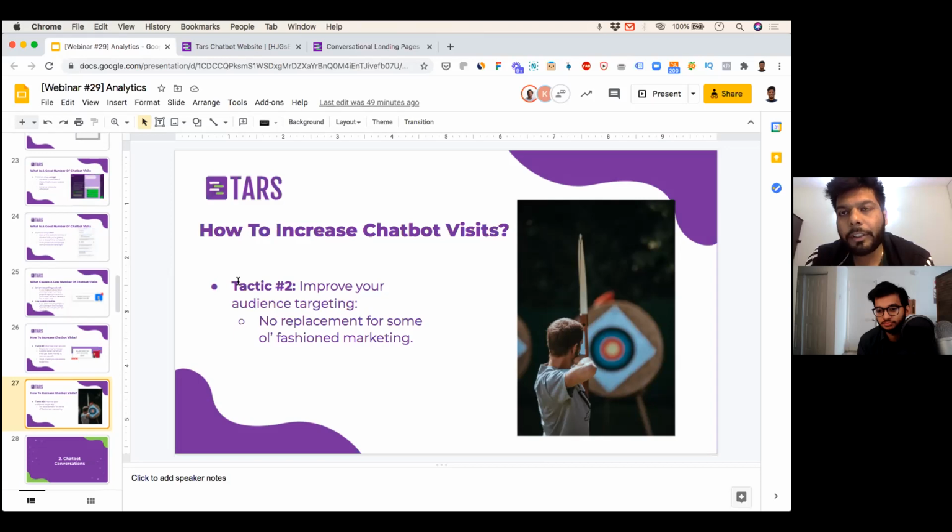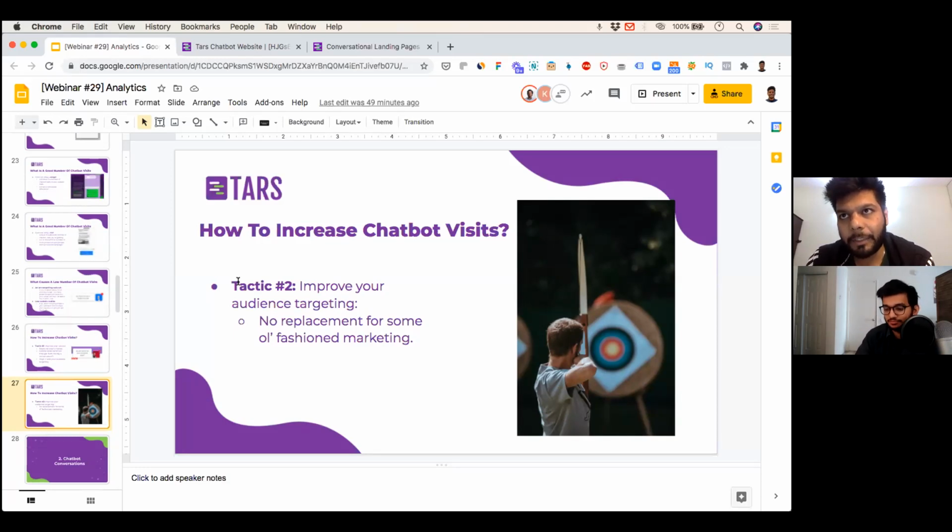Now, if you're doing a push notification, and you've got an audience which speaks multiple languages, and you're sending a push notification in English to a Spanish audience, that doesn't make sense, right? So this is just good old-fashioned marketing. Understand your audience and send them the right notifications, because the chatbot cannot do anything unless and until people are coming on it, right?